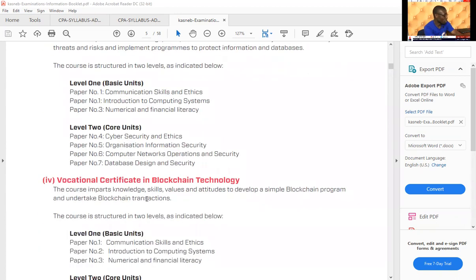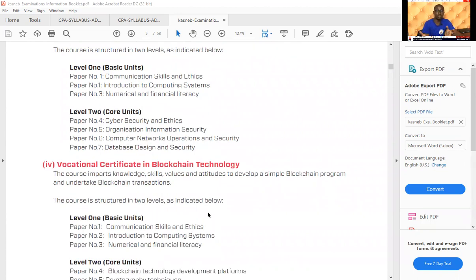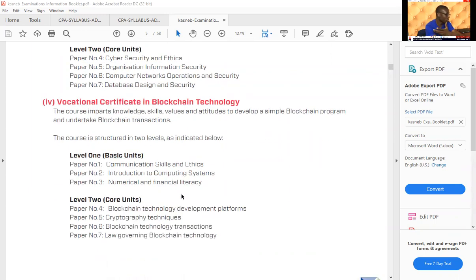We also have a vocational certificate in blockchain technology. I know the majority of you probably have not heard of blockchain technology, but if you've heard of cryptocurrency and how it works, blockchain technology works in almost the same way, and the beauty of it is that Kasneb has brought it in.